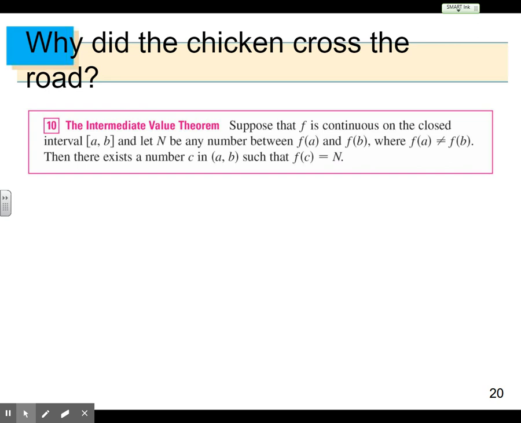Intermediate value theorem. Now this one's actually named, so it must be important. If I think it's important, you're probably going to see it on a quiz or a test. The intermediate value theorem says, suppose that f is continuous on a closed interval a to b. Let n be any number between f of a and f of b, where f of a is not equal to f of b. Then there exists a number c in (a, b) such that f of c equals n. Say what?